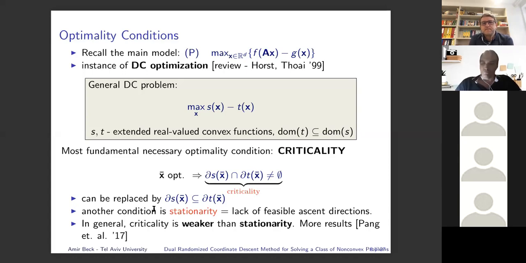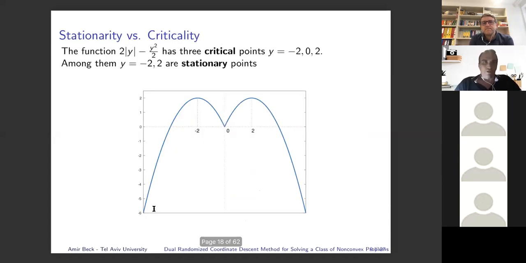About various options for optimality conditions. Okay, so just one example, I think that it's almost a classical example of why stationarity is better than criticality. And again, here I'm looking at maximization problems. Let's look at the function 2 absolute value of y minus half y squared. Then it has three critical points, just -2, 0, and 2. And among them, when you look at the stationary points, only -2 and 2 are stationary points.